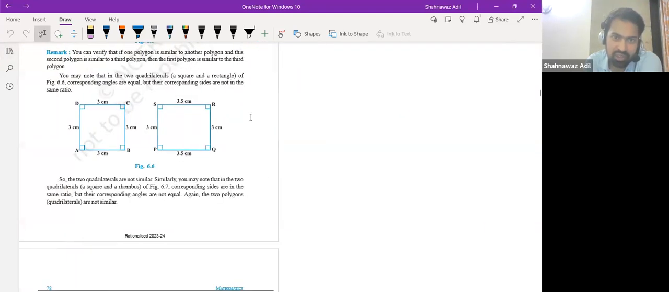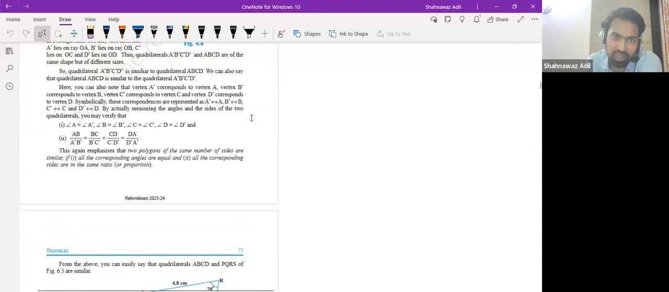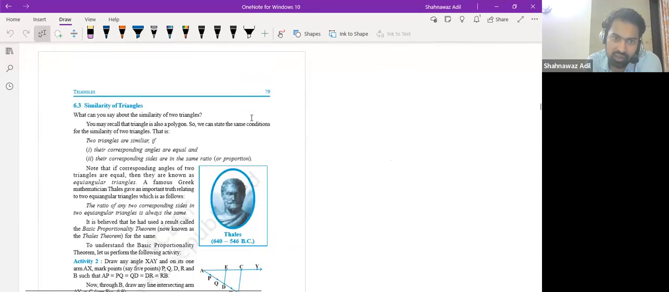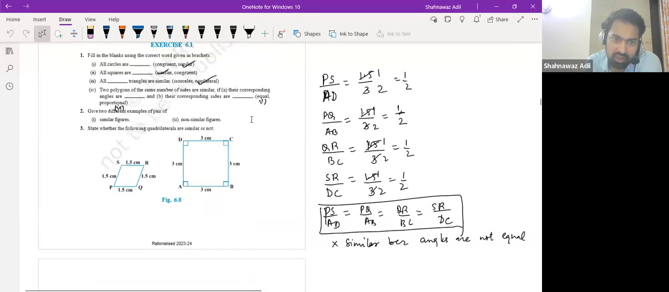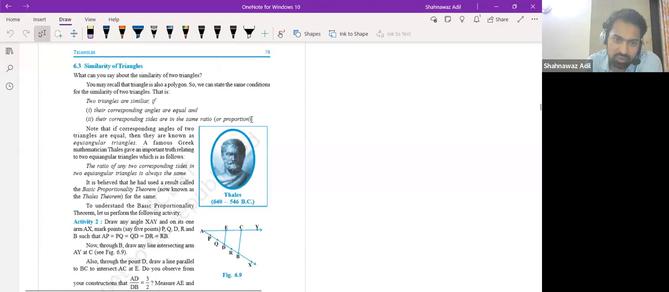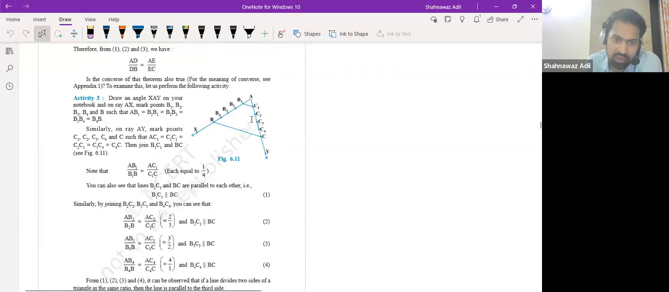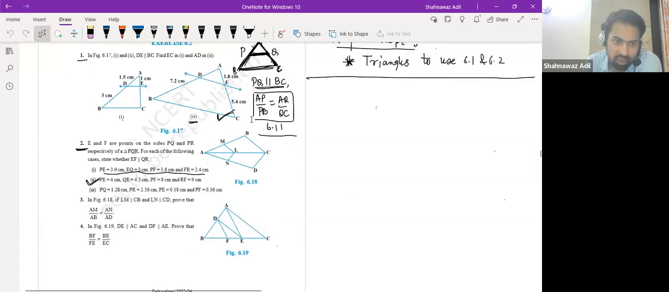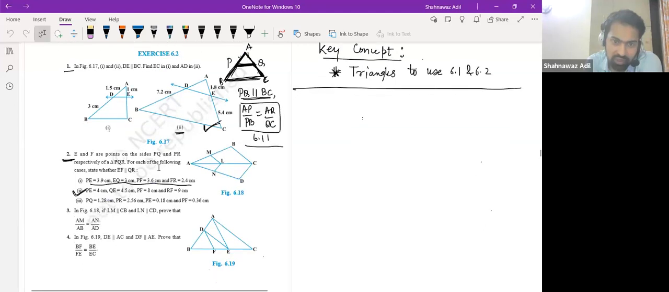Okay, so what is the question, Amira? Which question? Exercise 6.2, question number 3. So in figure 6.18, this is the figure, right? Good.